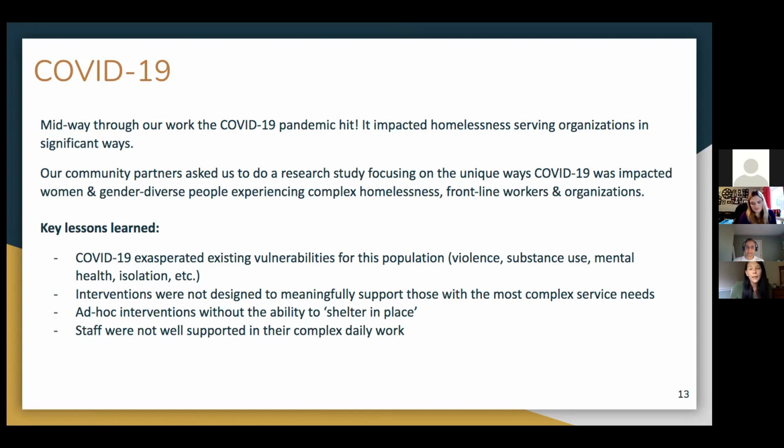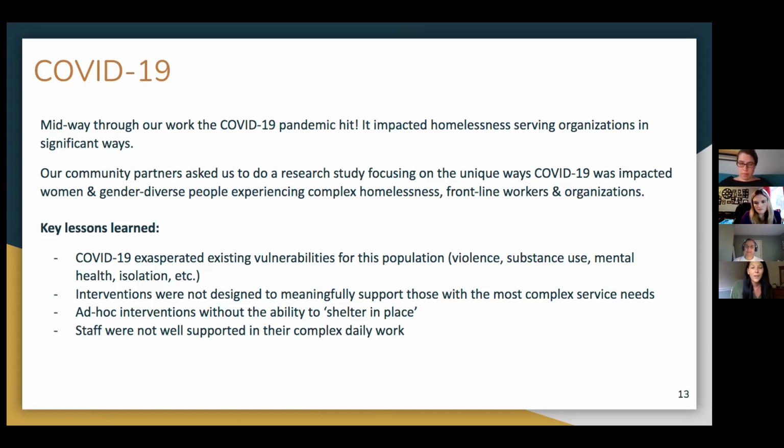What we also learned is that during the pandemic, a number of interventions were put in place to help with physical distancing in shelters. Unfortunately, a lot of these interventions really weren't designed to meaningfully support those with the most complex service needs. So the folks in the group of people that our project was concerned about were still left accessing these ad hoc interventions, largely without the ability to shelter in place. So there's a day program and a night program. They're on, I would want to say opposite ends of the city, but they do require a bus ride to get back and forth. So this group of people accessing these programs were still taking the bus twice a day without the ability really to shelter in place or to follow the public health guidance at the beginning of the pandemic.